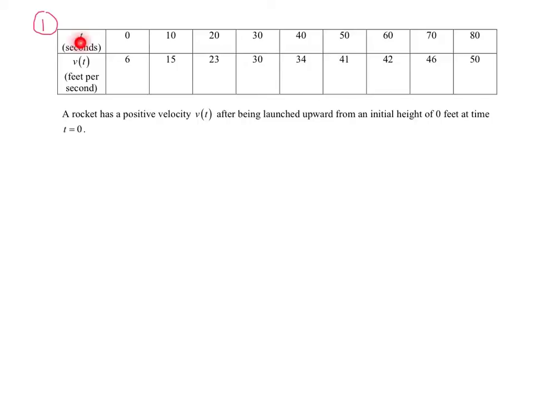Obviously our time is in seconds, and our velocity is given in feet per second. The directions simply say a rocket has a positive velocity, v of t, after being launched upward from an initial height of 0 feet at time t equals 0. So we do have an initial condition. Our height is 0 at t equals 0.